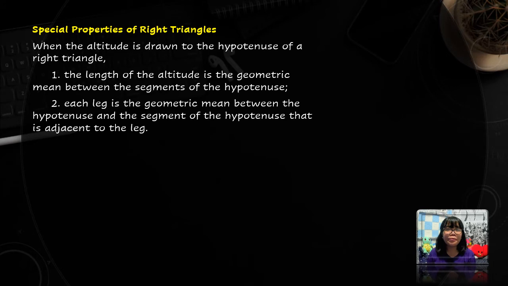Aside from the right triangle similarity theorem, we also have special properties of right triangles after drawing an altitude to it. So when the altitude is drawn to the hypotenuse of a right triangle, first, the length of the altitude is the geometric mean between the segments of the hypotenuse. Second, each leg is the geometric mean between the hypotenuse and the segment of the hypotenuse that is adjacent to the leg. Now, what does it mean if we say geometric mean? Geometric mean is just the square root of a product of two quantities. So we will be using that in solving for the missing segments or missing sides of our right triangle.